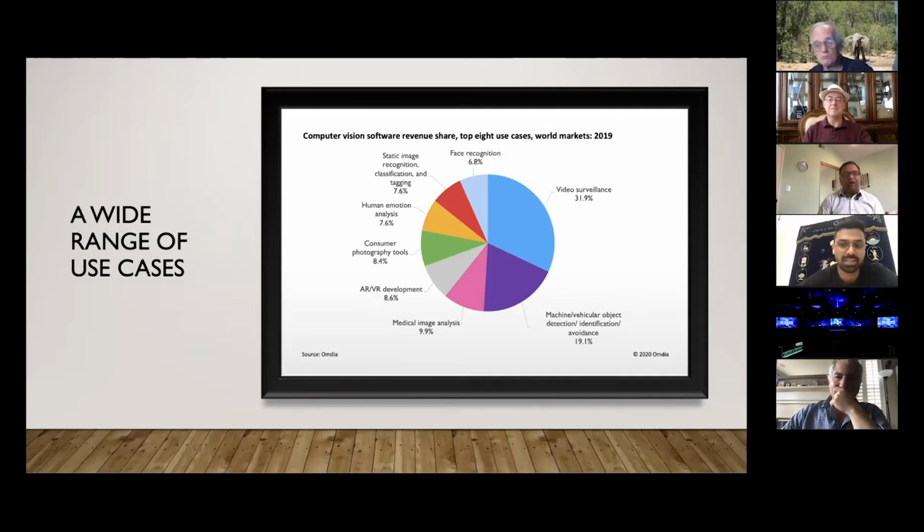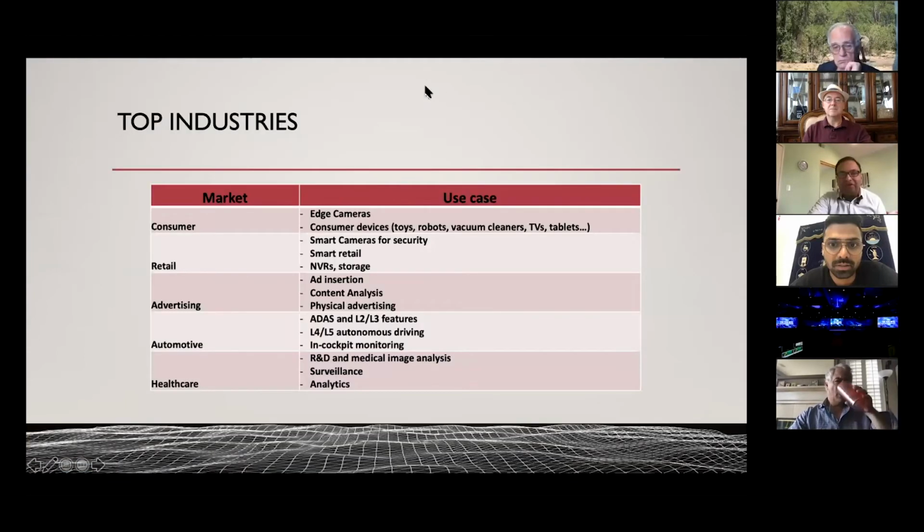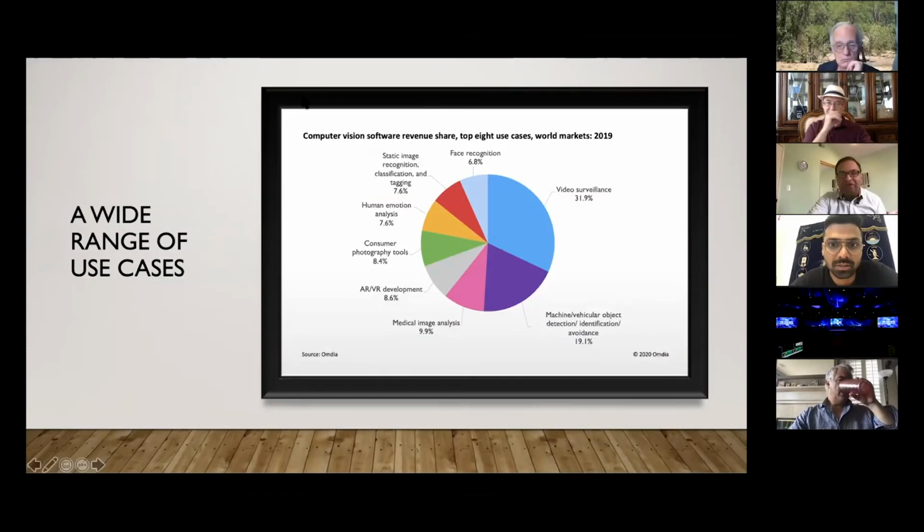Okay. In fact, this is a perfect time because I was going to talk about video surveillance anyway. So video surveillance is, I would say, the most prominent use case. Pretty much all the 25 industries that I just showed you use it.